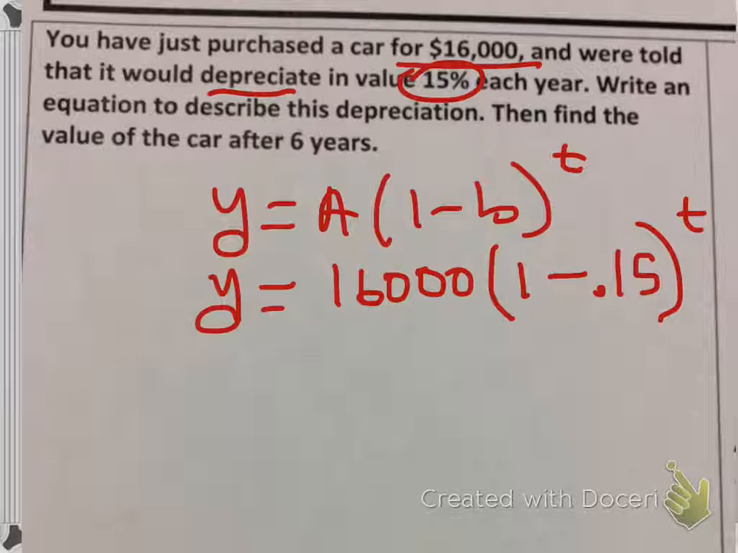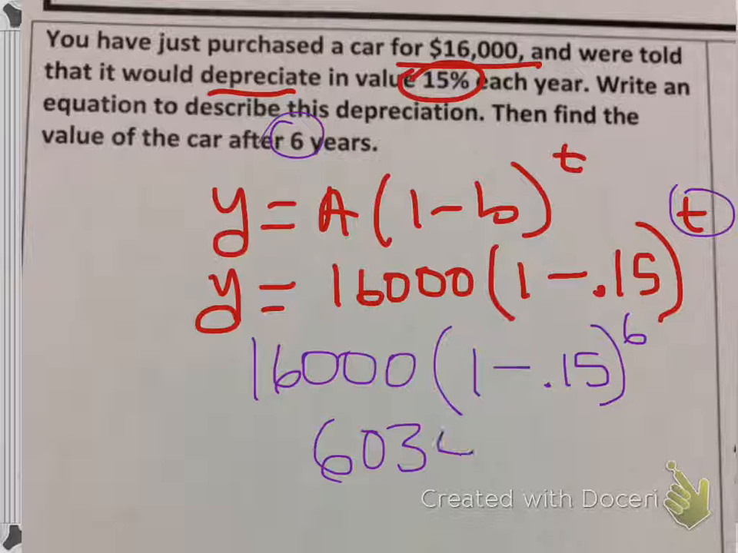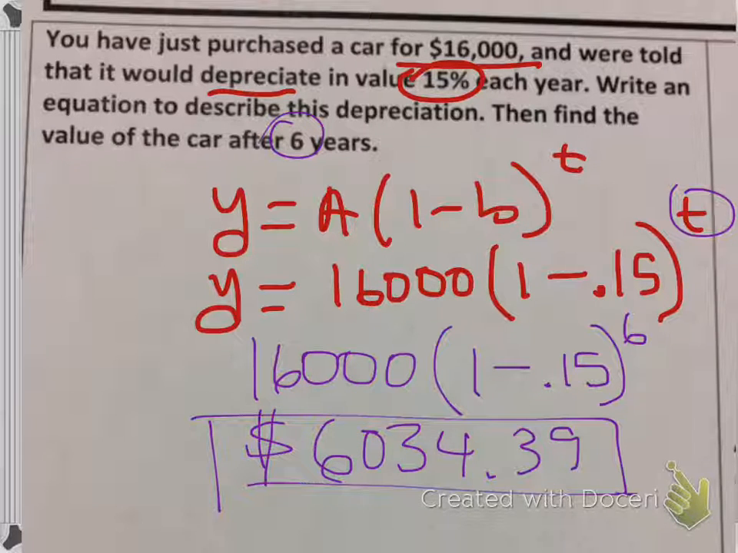So we know the value of the car was $16,000, so it gets put in for the a. 1 minus the depreciation amount, but as a decimal number, so 15% gets written as 0.15, and then the exponent would be the number of years, or time. So we're going to substitute 6 in right there, and then we're just going to put this through our calculator: 16,000 times 1 minus 0.15, raised to the 6th power. When we do that, we get 6,034.39. So that number is the value of the car after it depreciates for 6 years.